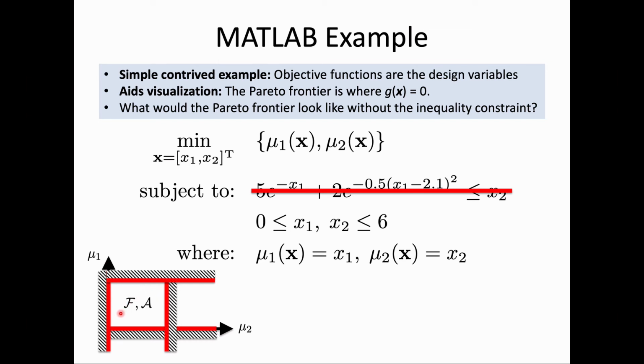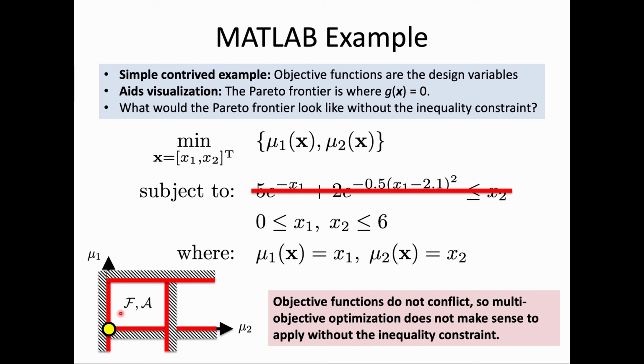So it's a little bit weird, but if we are trying to minimize both mu1 and mu2 simultaneously, what do we get? Think about the weighted sum method or the epsilon constraint method. As we vary the parameters, say with the weighted sum method, as we vary the slope, what results? What non-dominated point will result? In all cases, this is the only point we get. The objective functions do not conflict. So the multi-objective optimization does not make sense without the inequality constraint.